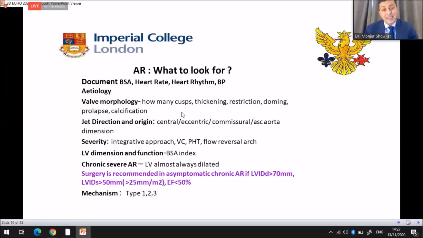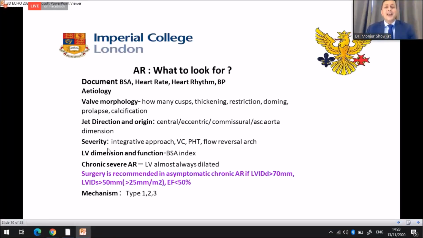When you start assessing any valve, how many cusps are there, is it a tricuspid valve or a bicuspid valve? Is there thickening? Is there any restriction? What is the doming? Any prolapse, calcification? And then you need to look for jet direction and origin. Where is the jet coming from? Is it central? Does it fan out centrally? Is it eccentric? Is it commissural? What is the ascending aorta dimension? These are very crucial when you assess a valve.